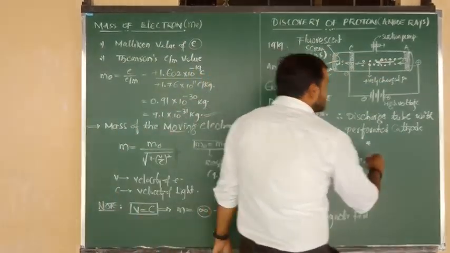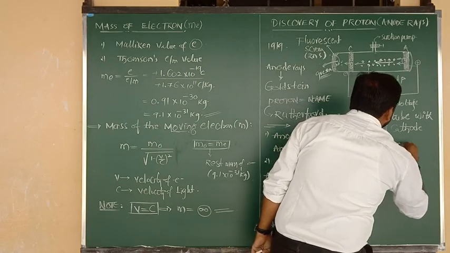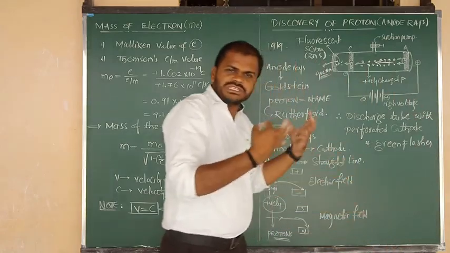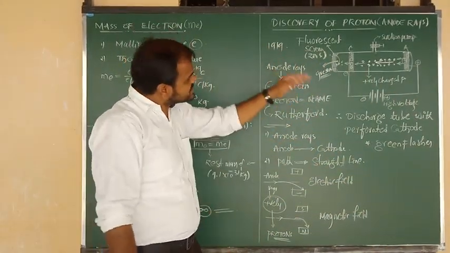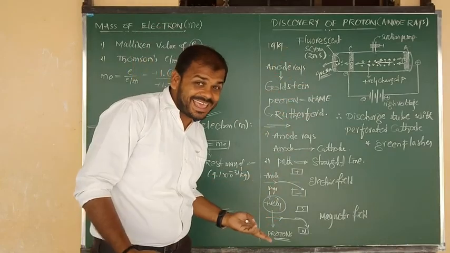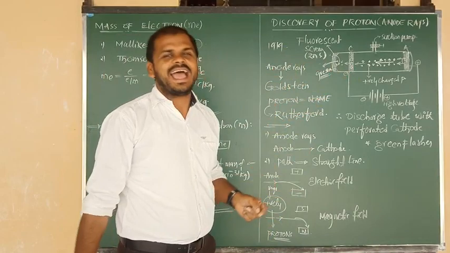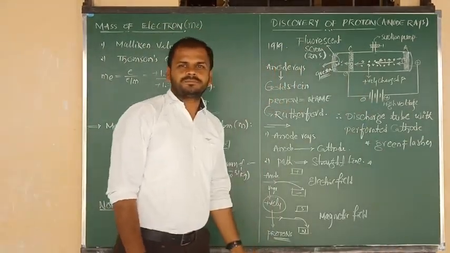Green glow. So anode rays produce green flashes of light on the fluorescent screen, which was arranged after the cathode. The meaning is anode rays are coming from the anode and moving towards the cathode. Yes, next point.